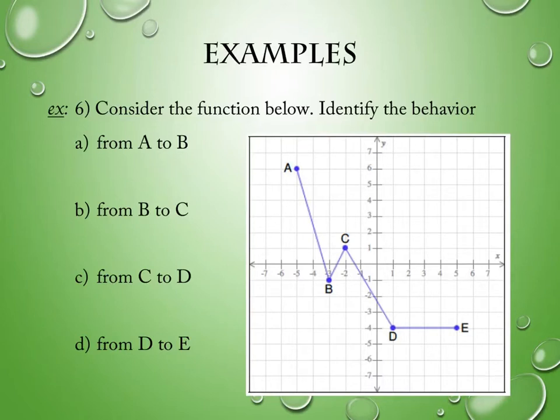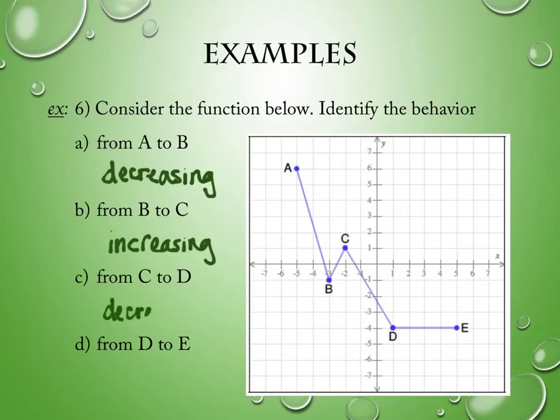Okay, what do you guys have on the first one? Is it increasing, decreasing, or constant between A and B? Decreasing. How about from B to C? It is increasing. Remember, reading from left to right. And then from C to D? Decreasing. And then D to E. Constant.